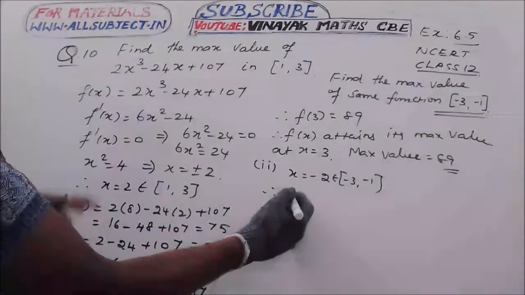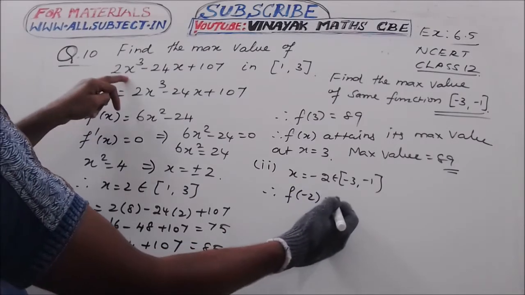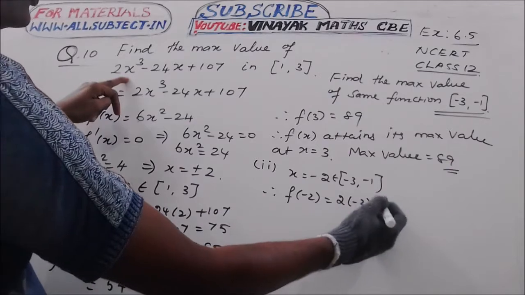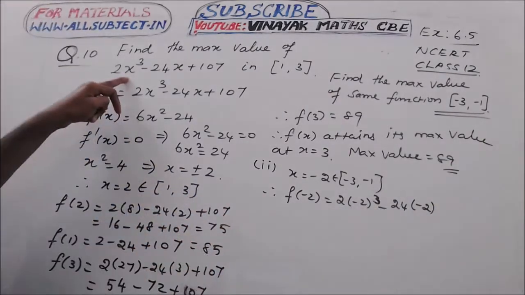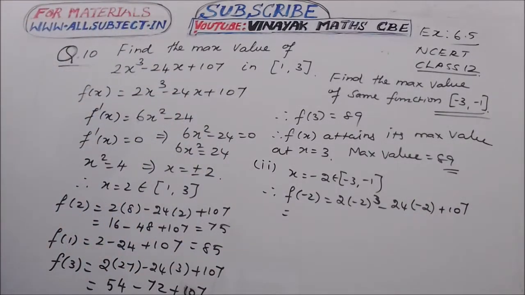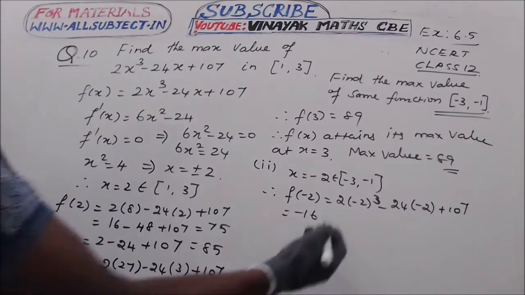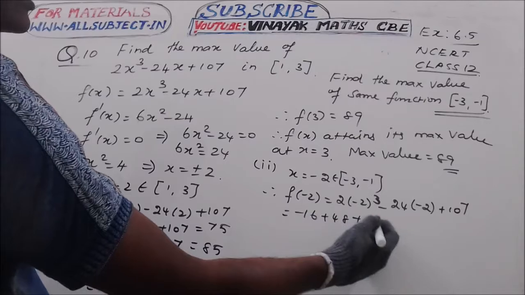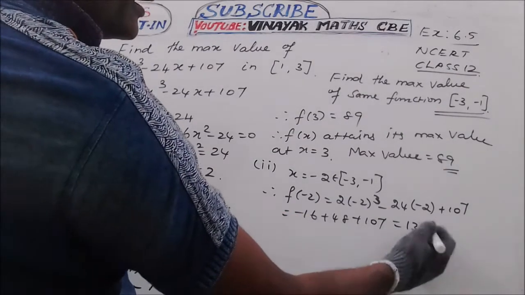Therefore, find f at x is equal to minus 2. F of minus 2 equal to 2 into minus 2 cube minus 24 into minus 2 plus 107. Simplifying this, we will get 2 into minus 8 minus 24 into minus 2, that is minus 16 plus 48 plus 107, which will be equal to 139. This is equal to 139.